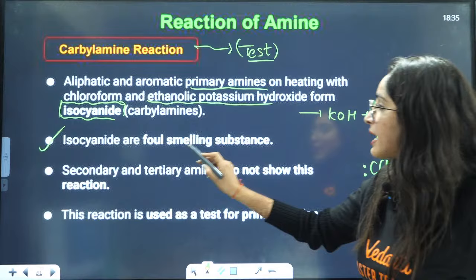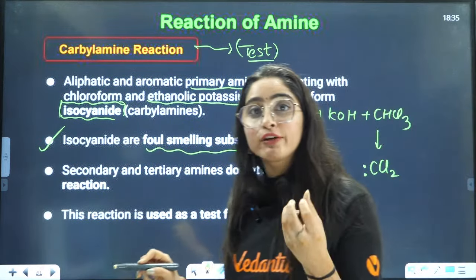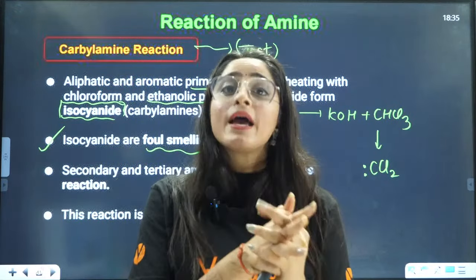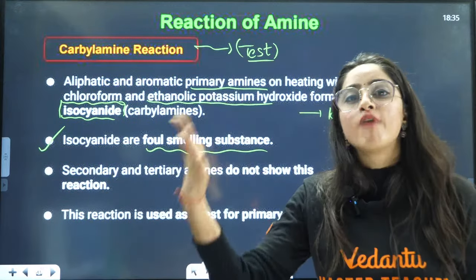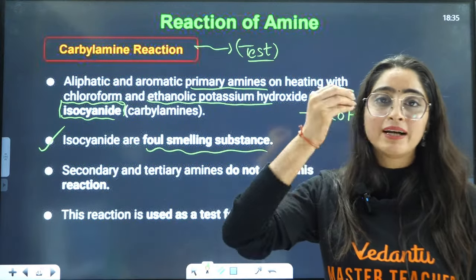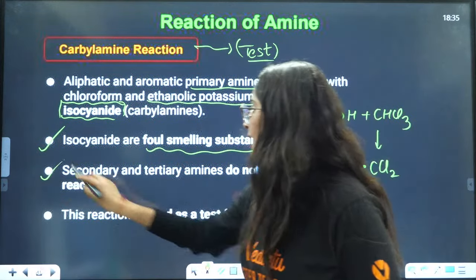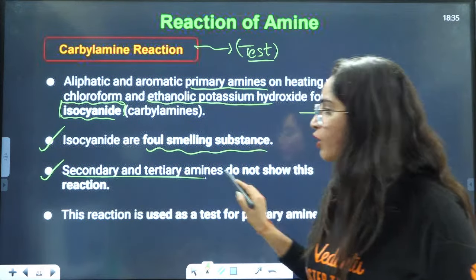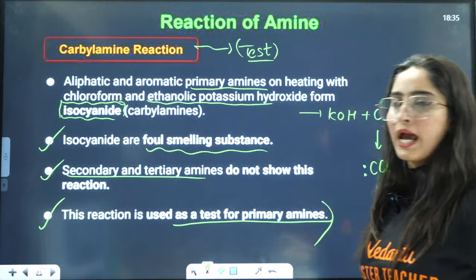So isocyanides are foul smelling substances. From that foul, bad smell, we can say that yes, isocyanide is formed, and hence we can say that definitely there was the presence of 1 degree aromatic or aliphatic amines, right? Secondary and tertiary amines do not show this reaction. This reaction is used as a test for primary amines.